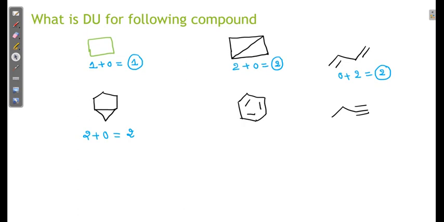How many cycles and pi bonds are there? There is 1 cycle plus 3 pi bonds. So I can say that there is 4 degrees of unsaturation. How many cycles are there? 0 cycles, plus how many pi bonds are there? There are 2 pi bonds. So degree of unsaturation is 2. Very simply I can say. So one way is that the structure is given to us and from there we have to find the DU. Let us go ahead.